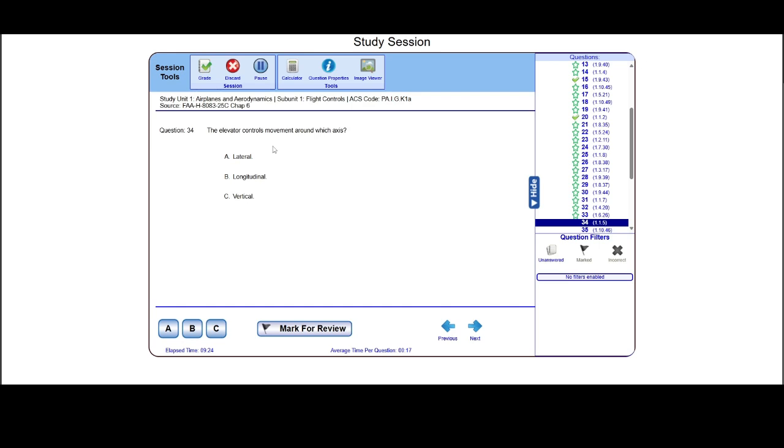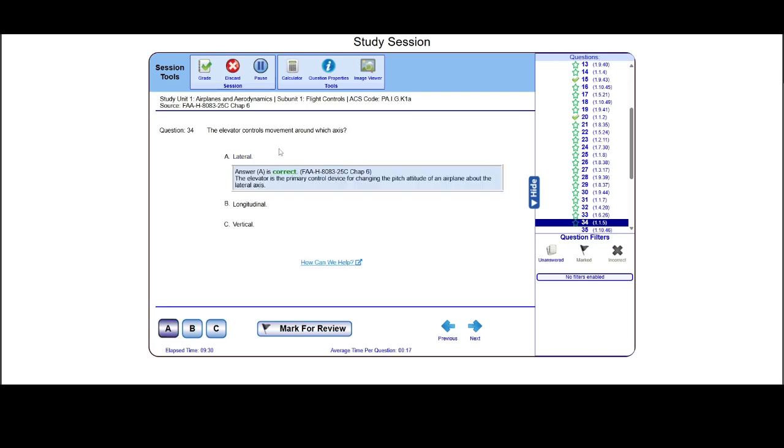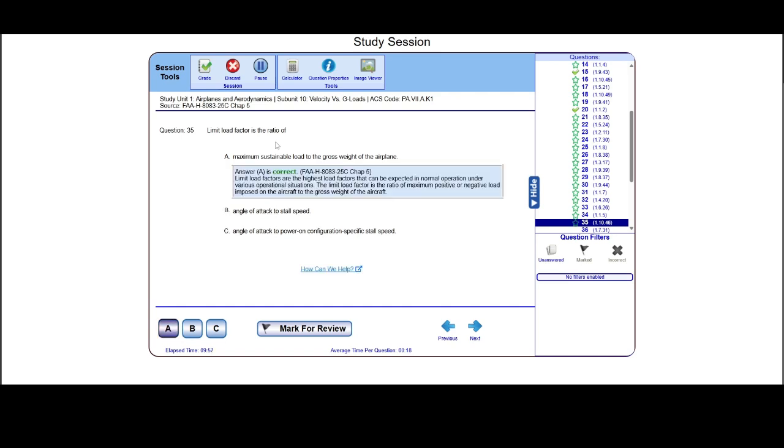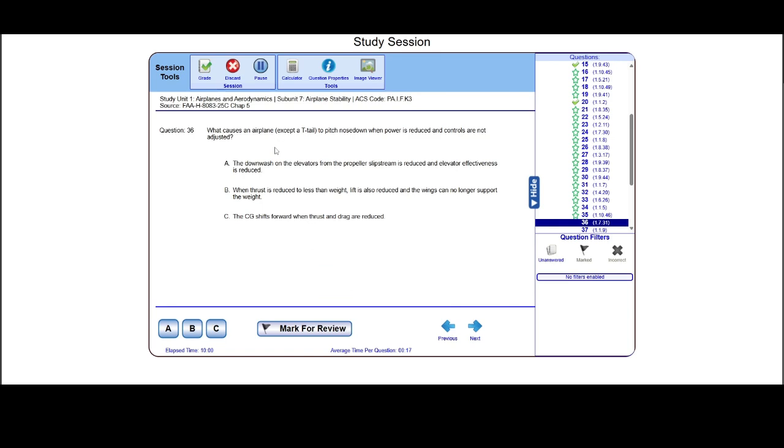What axis does the elevator control? It would be the lateral axis. The limit load factor would cause the maximum airplane angle of attack to be, oh no, this is a tough question. I'm not comprehending these questions. Angle of attack will be A. I don't even know what I just read. What causes the airplane to pitch? I think it would be the downwash on the elevators.